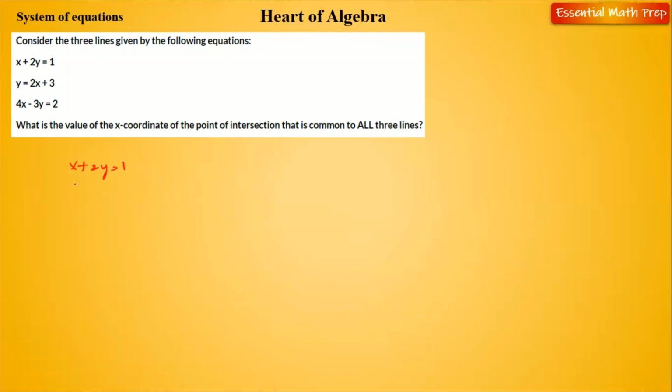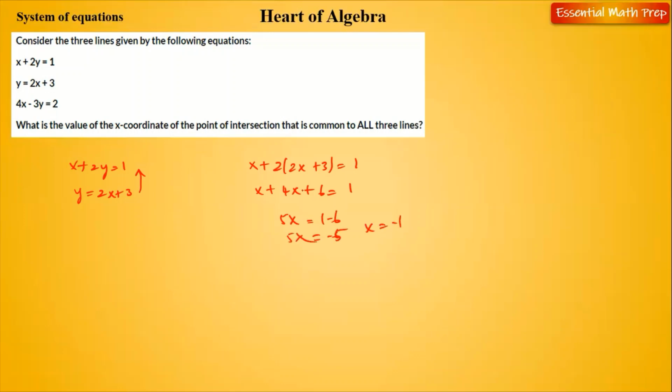So if this video is rather long, it's because these are long problems. Y equals 2x plus 3. Go ahead and substitute y in place of y here in this expression. So that means x plus 2 times 2x plus 3 equals 1. So x plus 4x plus 6 equals 1. So 5x equals 1 minus 6 equals negative 5. So x equals negative 1.